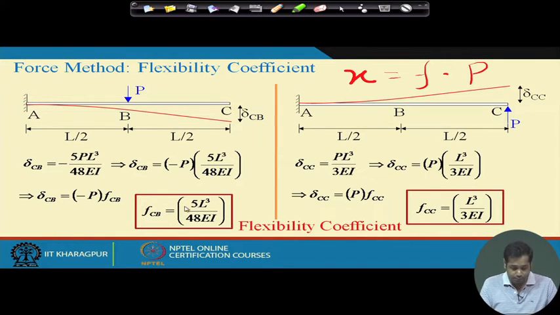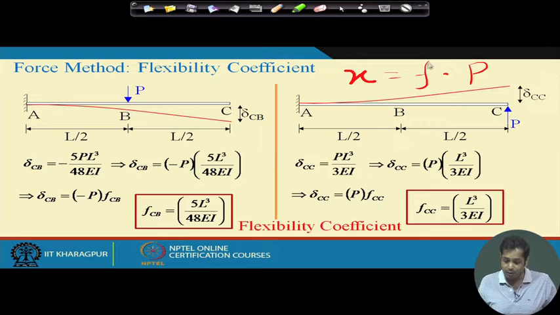Okay. Now, again please note the notations that we are using here. FCB is the flexibility coefficient, and this coefficient is associated with displacement at C and load applied at B, whereas FCC is the flexibility coefficient, where the displacement is at point C and the load is also acting at C. That is why it is FCC and it is FCB.